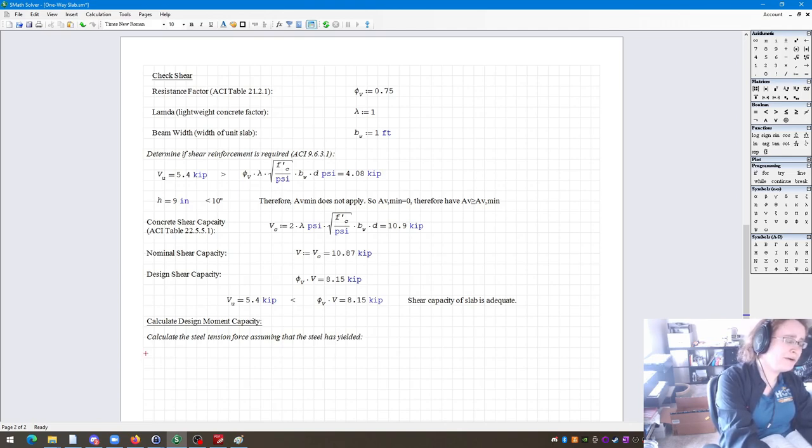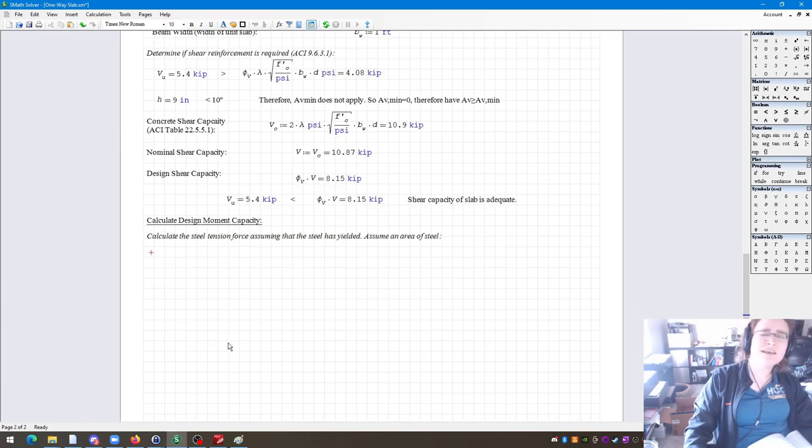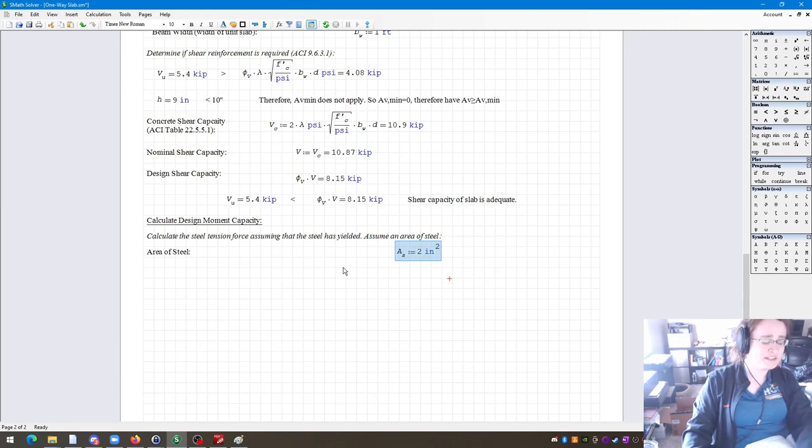So let's guess, what if we have an area of steel of 2 square inches? And we'll just iterate until we get the minimum area of steel in our 1 foot beam section, our 1 foot wide beam, which again is a unit width of our reinforced concrete slab. So I'm just going to guess As is equal to 2 inches squared. And this may be way too much, maybe way too little. We'll just iterate until we find out.